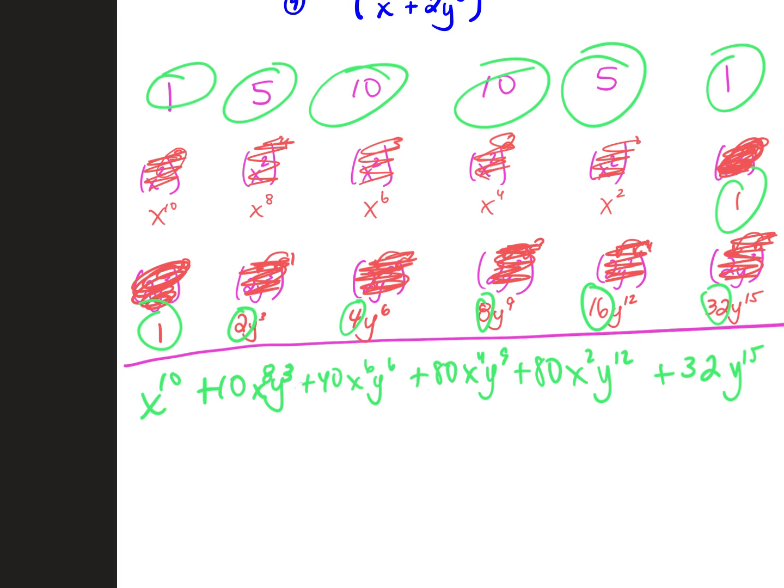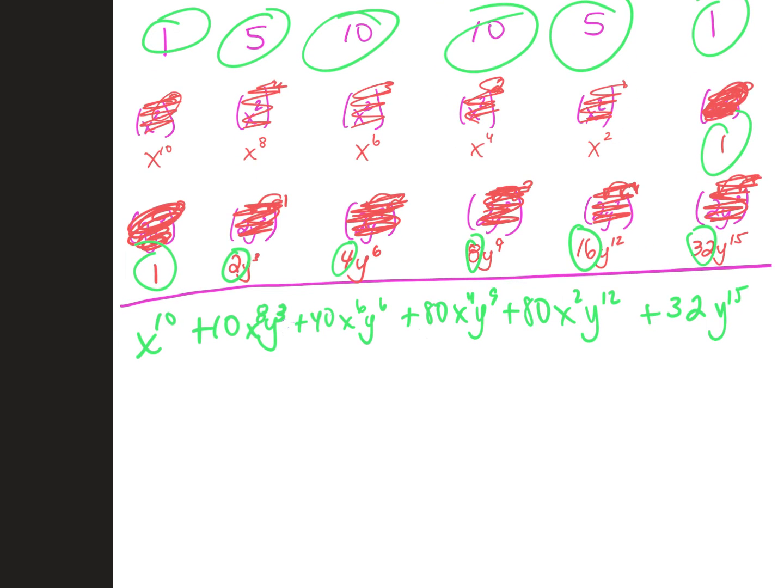15th. If you want to try and find some sort of correlation, what does your exponent start with? What's the first exponent? 10. What's 8 plus 3? 11. Then what's 6 plus 6? 12. What's 4 plus 9? 13. What's 12 plus 2? 14. And then we end with 15.